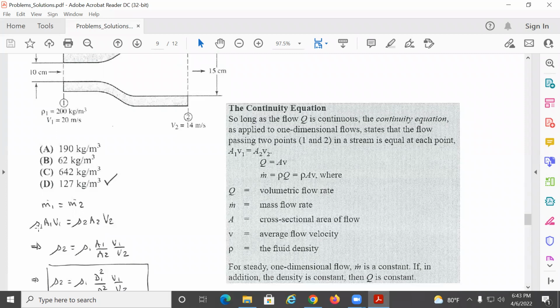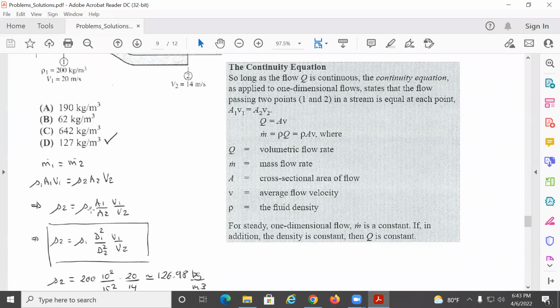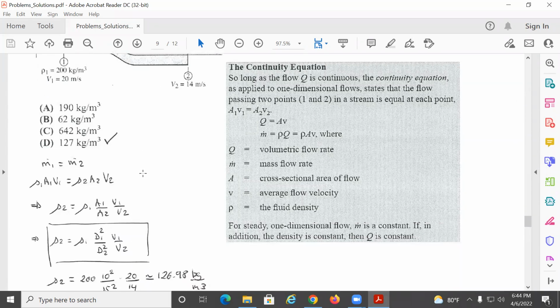Using the same equation as before, AV will be the volumetric flow rate. So rho 1 A1 V1 going in, rho 2 A2 V2 going out. So we solve for the density at 2. We have rho 1 times the ratio of the two areas times the ratio of the two velocities. Okay. So what will be the area here? It will be pi over 4 times this value squared, and pi over 4 times this value squared. So the pi over 4 will cancel out. So this becomes the ratio of the diameters squared, and the ratio of the velocities is unchanged. Okay.